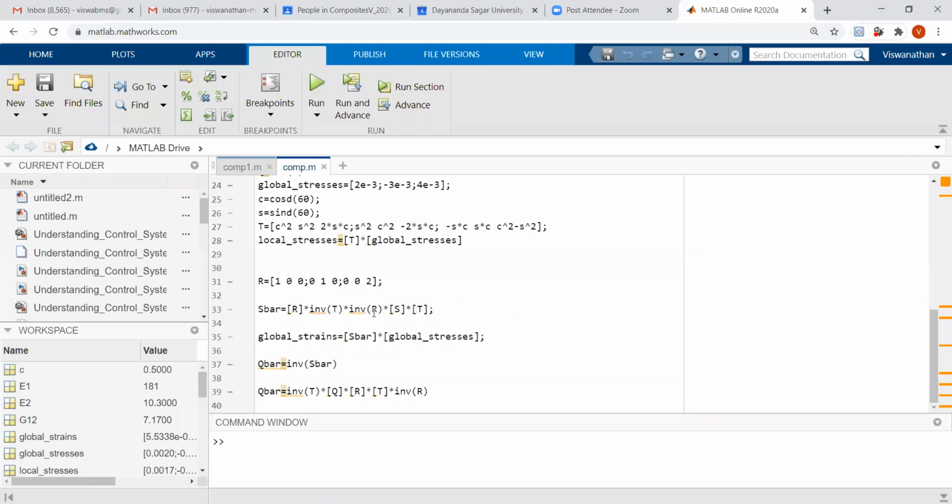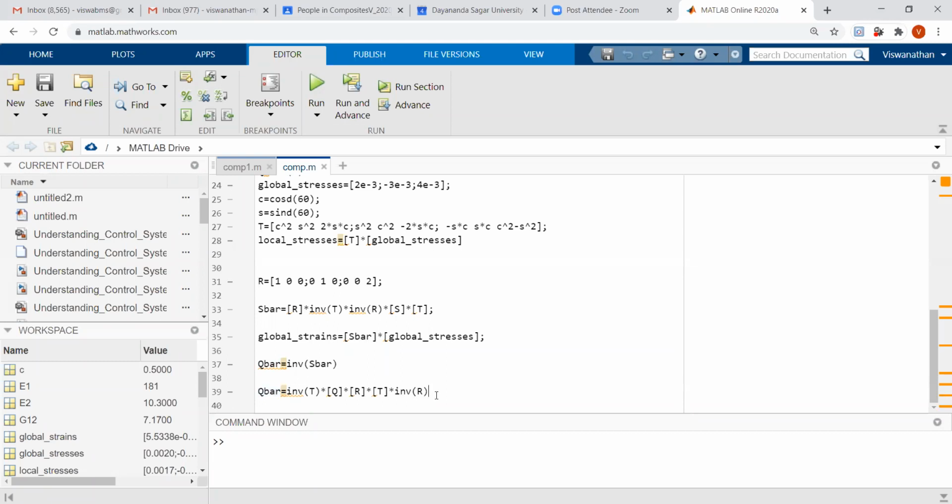So do that, and this is how the global strains are related with the global stresses with S bar. So S bar is equal to this. And then you can say Q is equal to inverse of S, correct? So Q bar should also be equal to inverse of S bar. You can use this, or you can say Q bar is equal to T inverse into Q into R into T into inverse of R. So you can do this as well.